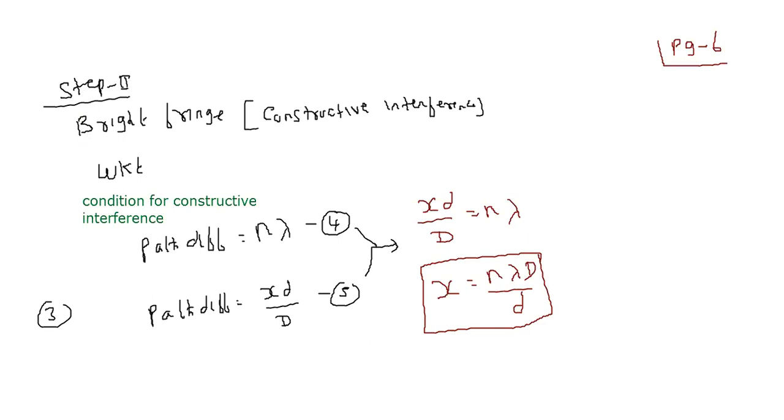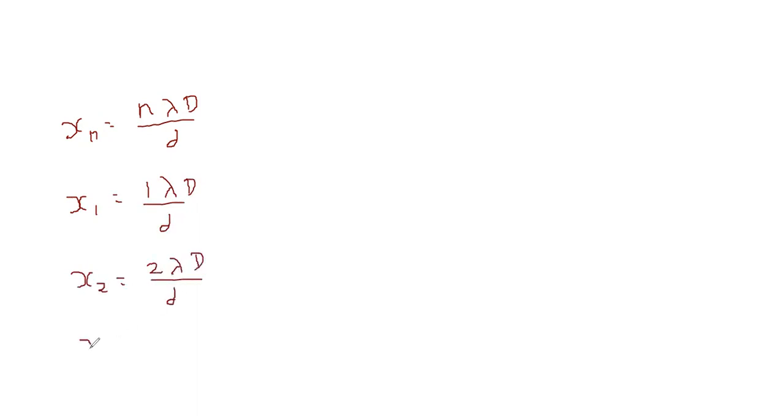So what is x1? So what is xn? It is n lambda capital D by small d. So what is x1? It is 1 lambda capital D by small d. What is x2? 2 lambda capital D by small d. What is x3? 3 lambda capital D by small d, and so on.